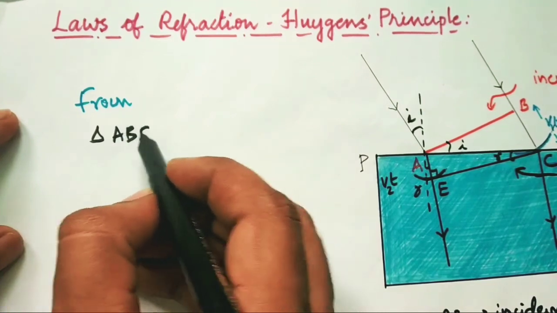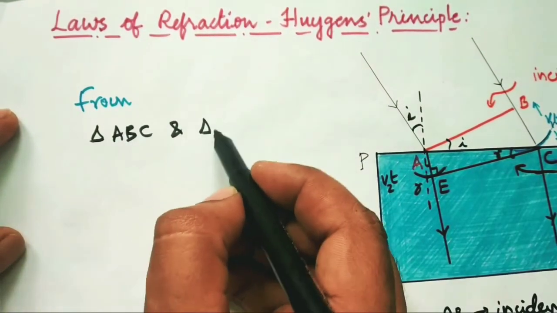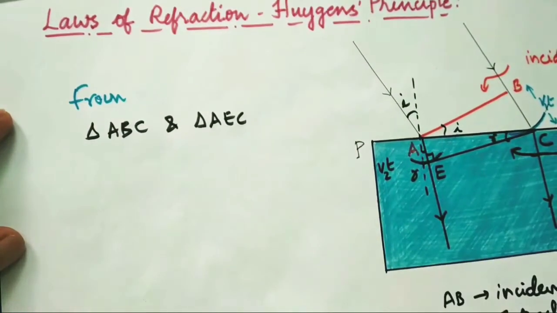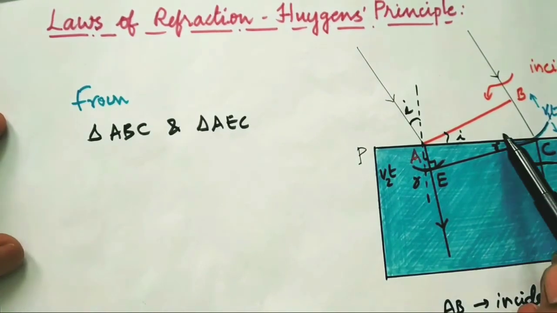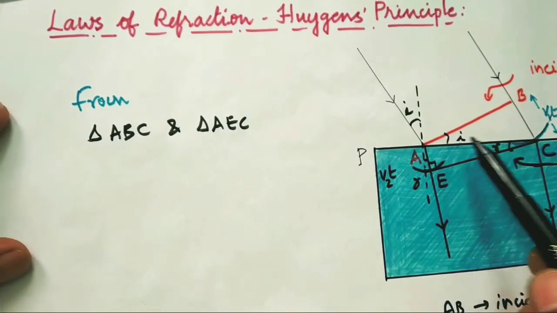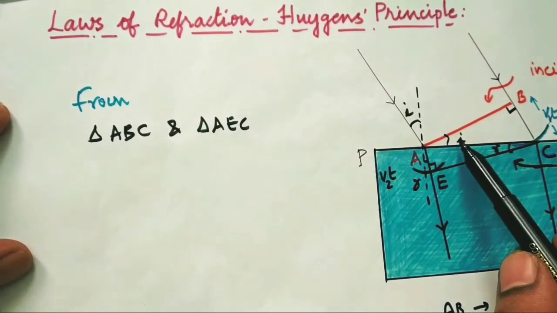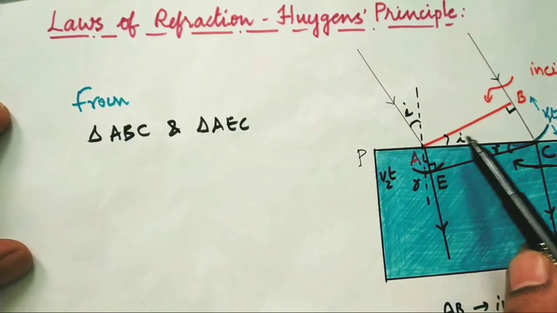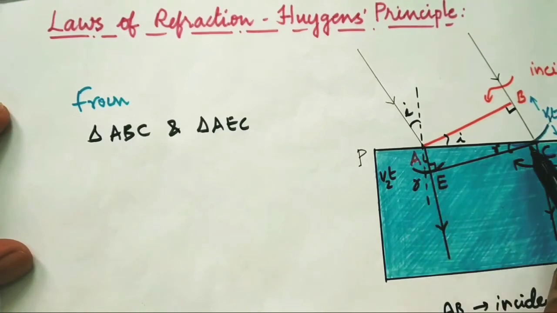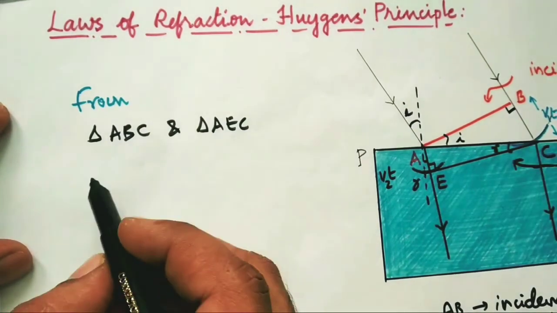From the figure it is clear that there are two triangles formed, which are ABC and AEC. With the help of these two triangles we will find the law of refraction. Now as we know this is perpendicular, we can take sine of the angle of incidence, which is the opposite side by the hypotenuse.